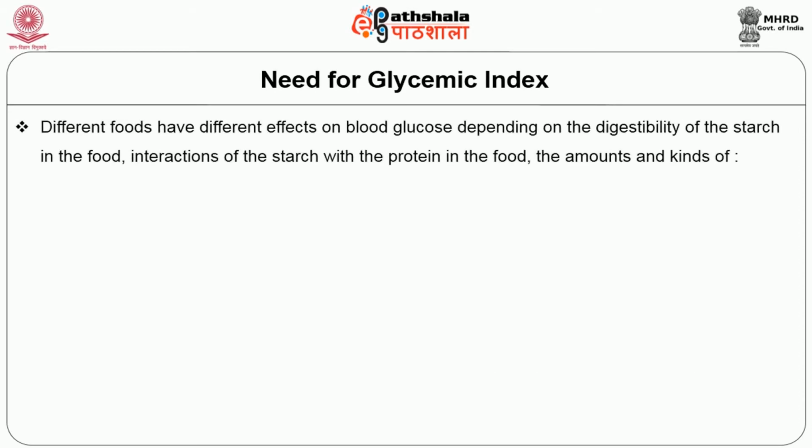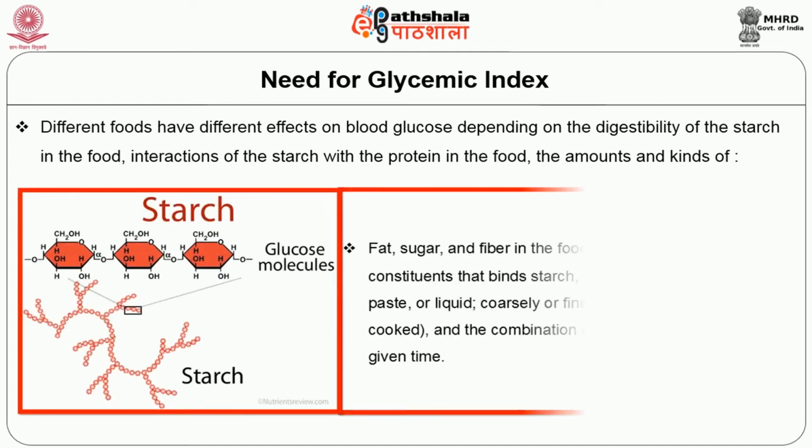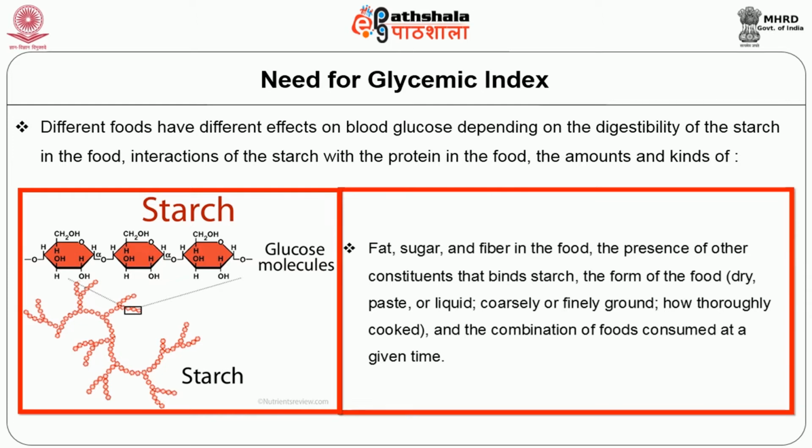Different foods have different effects on blood glucose levels depending on how the digestibility of starch happens in the food, the interaction of the starch with protein in the food, the amount and kind of fats, sugars and fiber available in the meal, and also the presence of other constituents that bind starch. The form of the food, for example dry paste or liquid form, whether it is coarsely or finely ground, how thoroughly it is cooked, and the combination of foods consumed at a given time also affect the glycemic index.